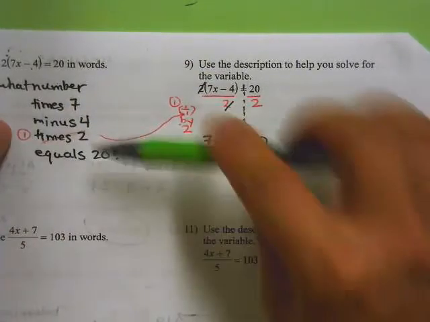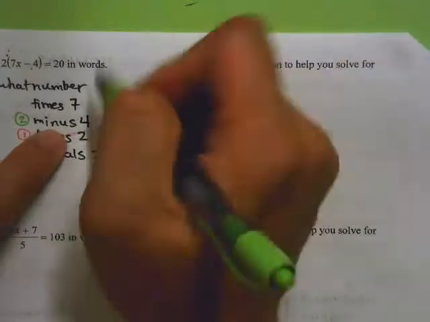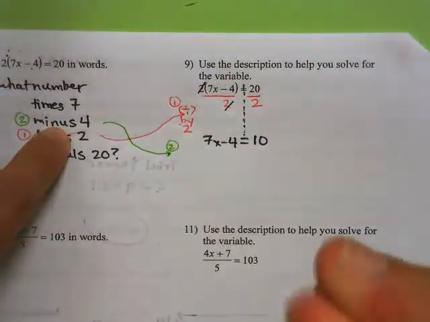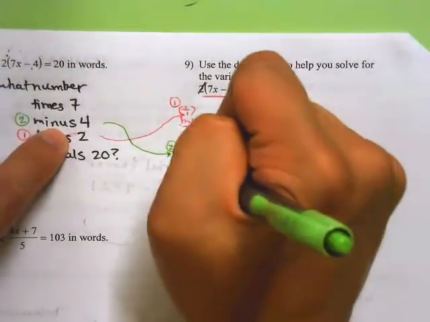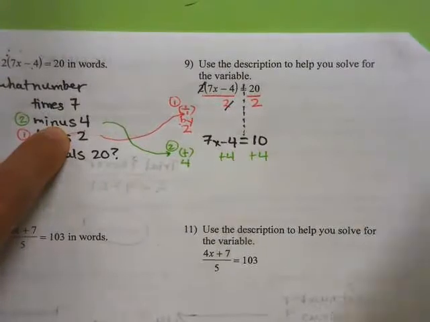Now you just go backwards. You go backwards. Then you tackle the minus 4. That's the second thing that we're going to do, but we have to do the opposite. So we're going to add 4 on both sides. So plus 4 and plus 4.